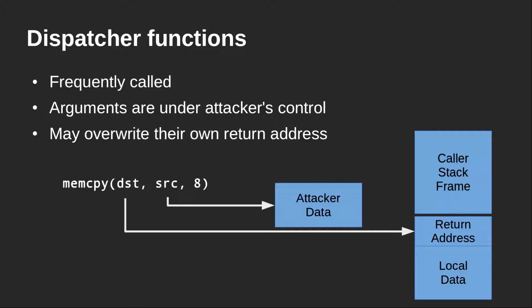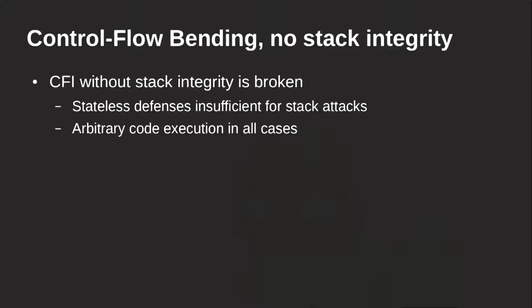Basically, we generate a shortcut through this control flow graph and then redirect the execution flow to that other part and can then continue at that other location. And we can basically supply the attacker data, which is the other location that called memcopy, overwrite the return address, make a shortcut, and then start executing closer to system until we can execute our code. So basically, control flow integrity without any form of stack integrity is broken. These stateless defenses are completely insufficient for the stack-based attacks that we present here.